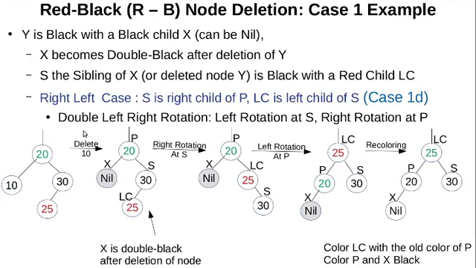Let's go through the final example which explains the processing related to right-left case. Consider the red-black tree on the left. We aim to delete node 10 which is colored black. Node 10 is a leaf node, so its children are nil and they are considered black.